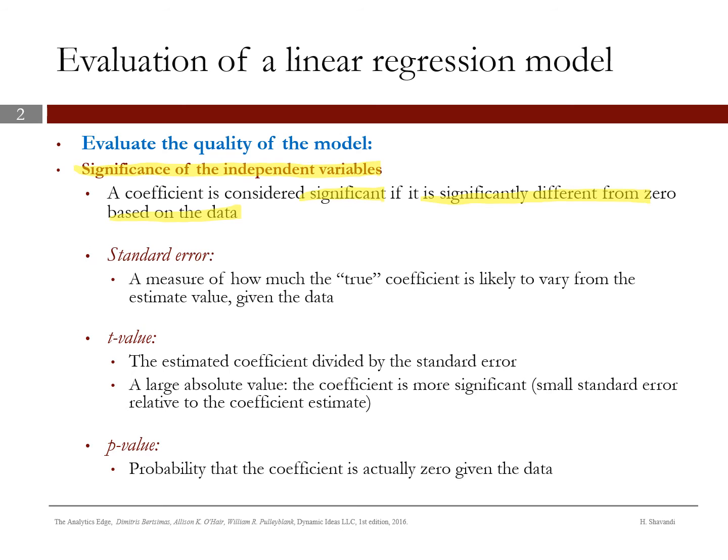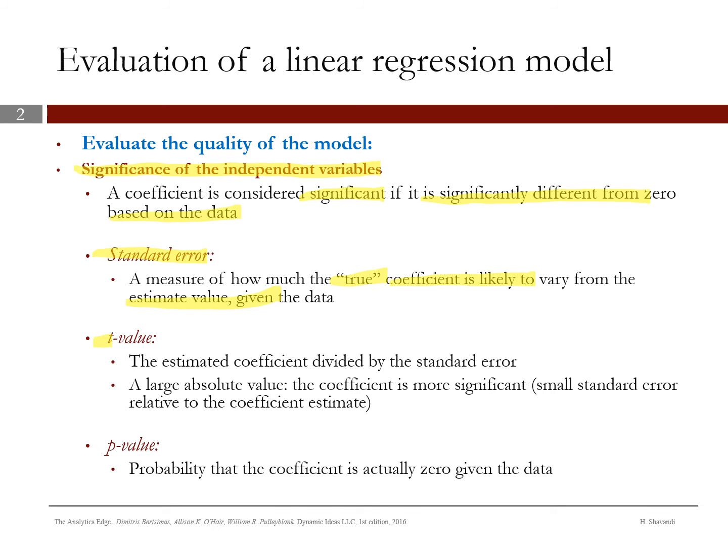So here we have three measures to evaluate the significance of the independent variables. The first one is the standard error. So what's the definition of this measure? A standard error is a measure of how much the true coefficient is likely to vary from the estimated value given the data. So as you see here, the smaller the standard error, the better the situation, right?